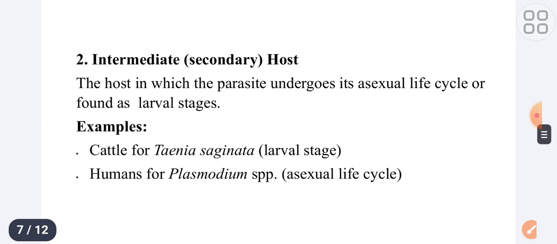The intermediate or secondary host is just the reverse of the definitive host. Instead of the adult stage, we are going to find only the larval stages. In the definitive host, we find the sexual life cycle. Here we are going to find the asexual life cycle. The examples: cattle for Taenia saginata. We are going to find only the larval stages in the cattle.